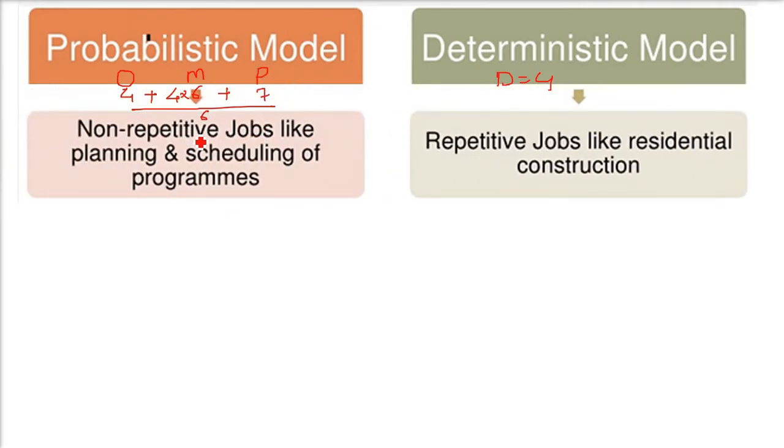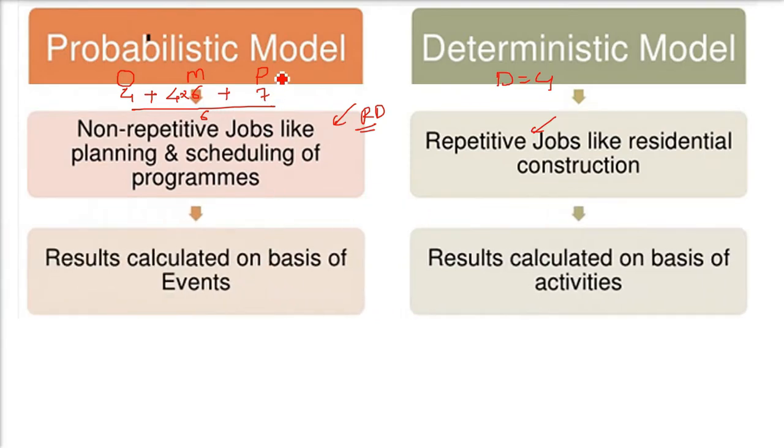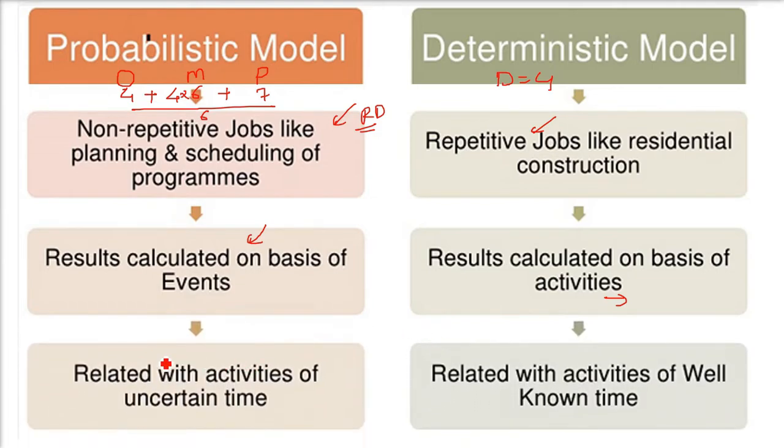PERT is used in non-repetitive jobs like the planning and scheduling of programs. Normally it is used in R&D projects, research and development, where we don't know in advance. The deterministic model is used for repetitive jobs like residential construction. In the probability model, results are calculated on the basis of events. In the deterministic model, results are calculated on the basis of activities. As I said, PERT is related with activities of uncertain time, we don't know the upfront time, and deterministic is related with activities of well-known, properly known time.